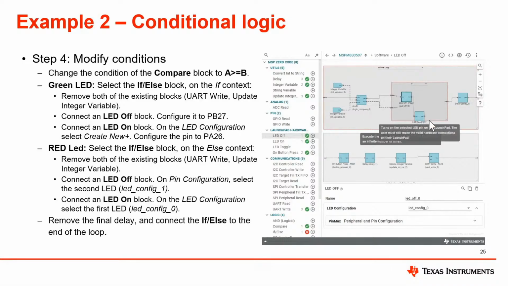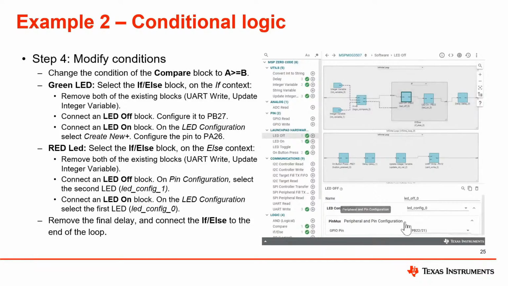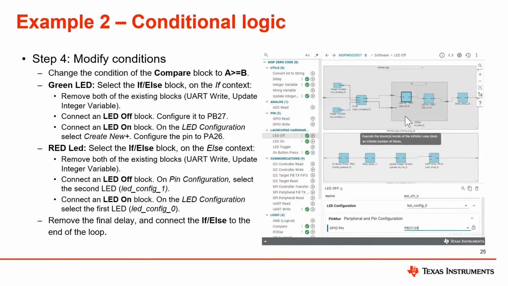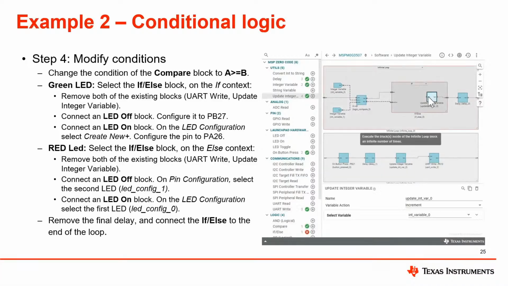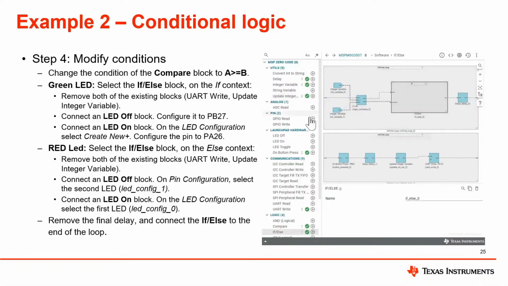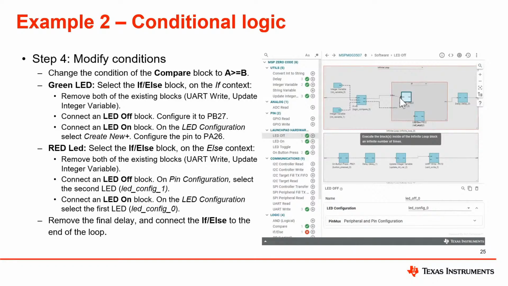Then, very similar case for the red LED, you can select the else context for the if-else block, and vice versa, what you did with the previous. You will turn the LED off block and configure it to the green LED, and then do the LED on block and configure it to the red LED. So you have two options, and it'll either turn on the red LED or turn on the green LED, depending on the state of the variables.